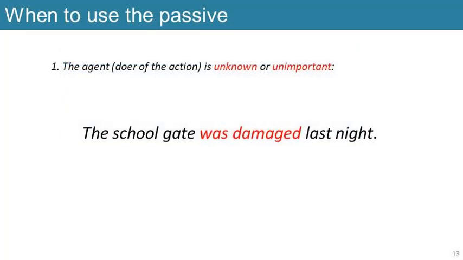One reason to use the passive is when the agent is unknown. For example, "the school gate was damaged last night." We don't know if it was damaged by a car, a person, or a storm. And in any case, it is not the agent that is important. What is important is what happened, not who or what did it.